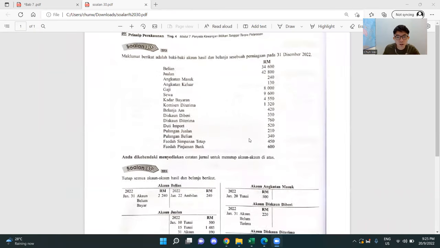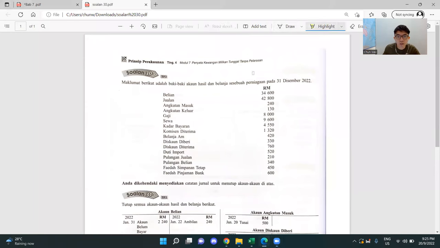So it's the same thing as in your book. Question 30: you read here, apa maklumat berikut ada baki-baki account hasil dan belanja. Lepas tu anda dikendaki menyediakan catatan jurnal untuk menutup account-account di atas. So catatan jurnal means what? Whenever they ask you to do catatan jurnal, it means journal. So they ask us to do journal untuk menutup all these accounts.